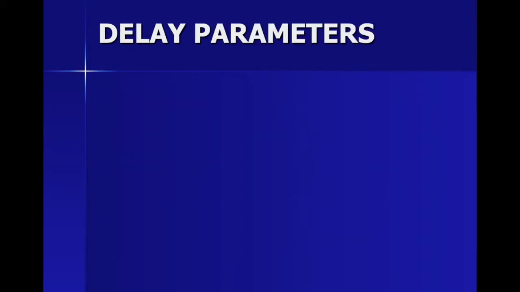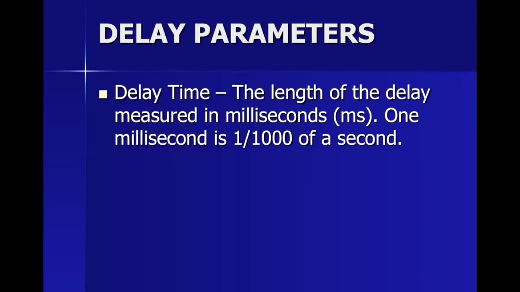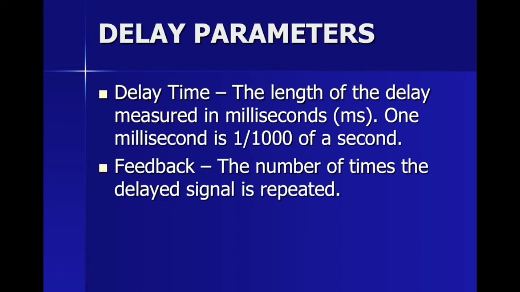Now delays don't have a whole lot of parameters to them. They're pretty straightforward. The first and main parameter is the delay time, and this is how long is the delay. It's usually measured in milliseconds or ms, and a millisecond is 1/1000th of a second. So you can see 30 or 40 milliseconds is really a pretty short amount of time, but our ears can still detect that as an individual repeated sound.